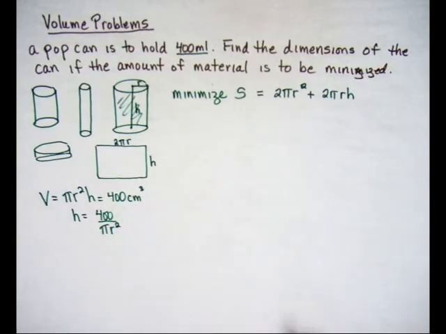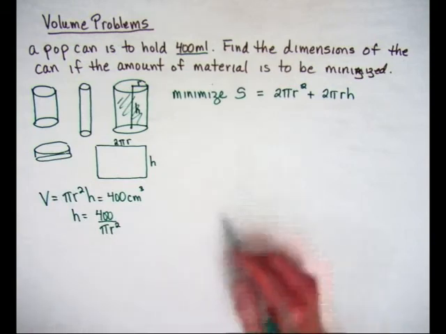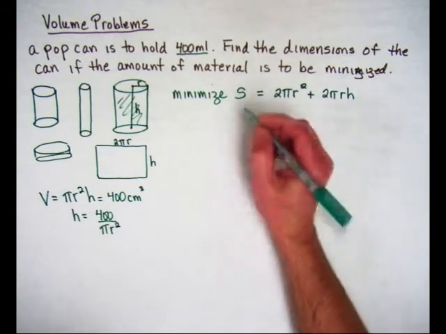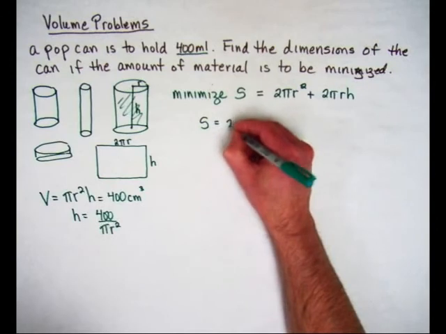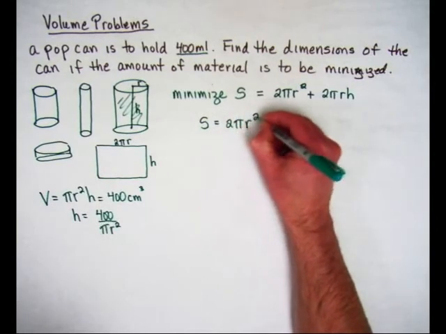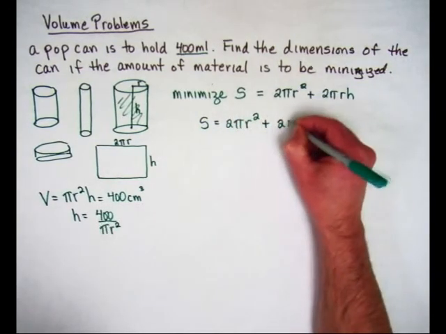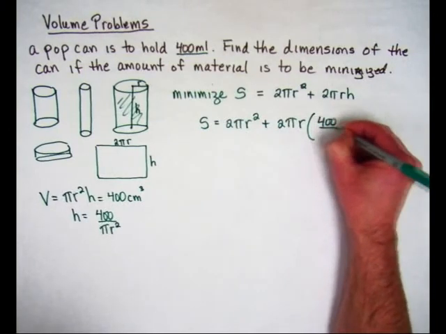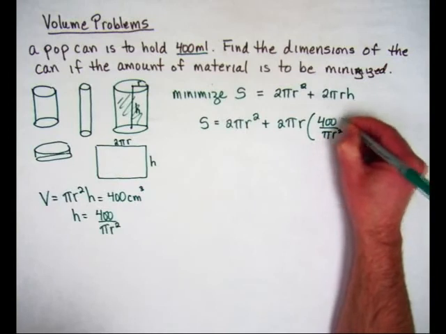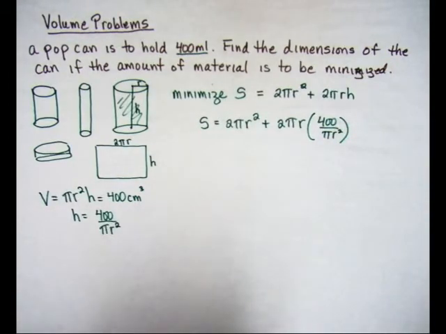The key in almost all of these optimization problems is finding a relationship between your two variables. In this case, it's the volume. So I can now plug that back into this formula, and I will get the surface area S is 2 pi r squared plus 2 pi r times 400 over pi r squared. And there we have a formula now that gives us the surface area as a function of radius.